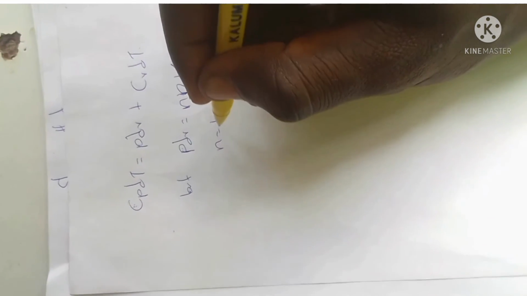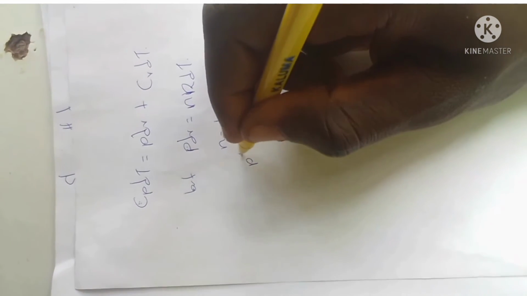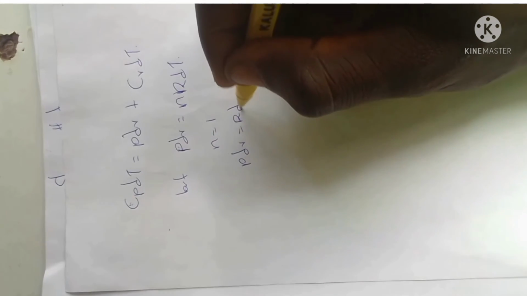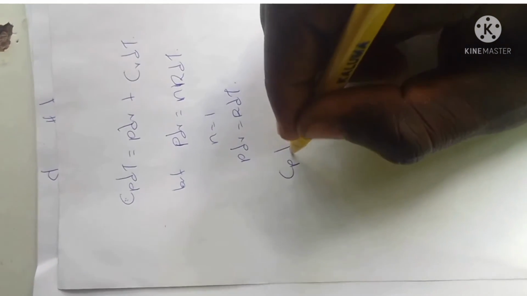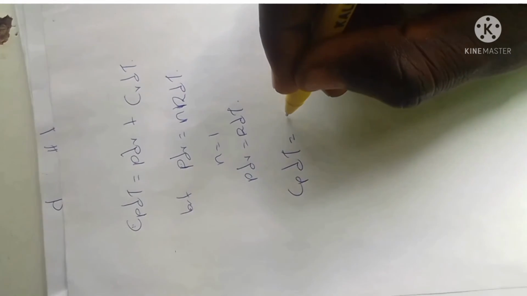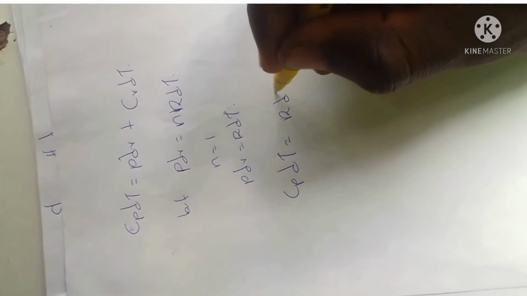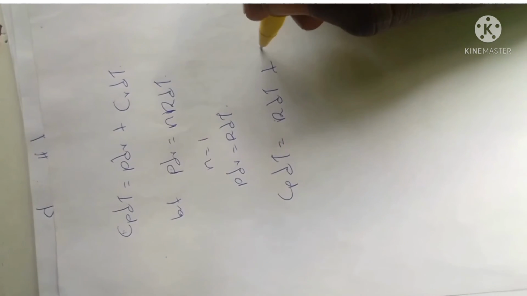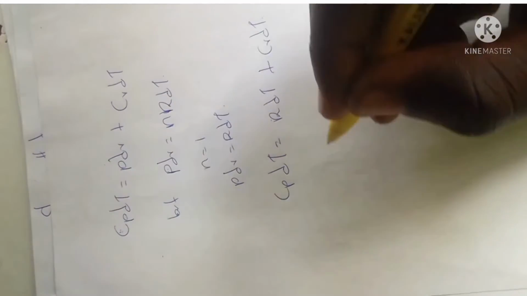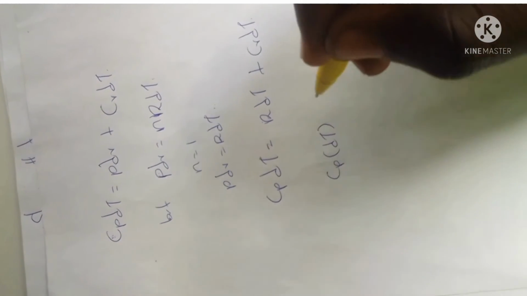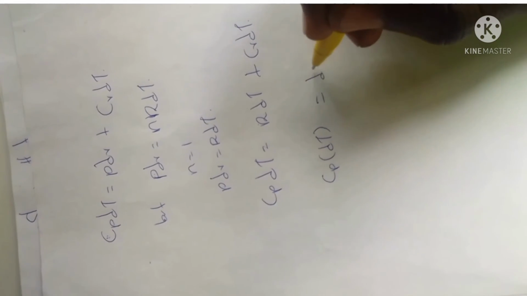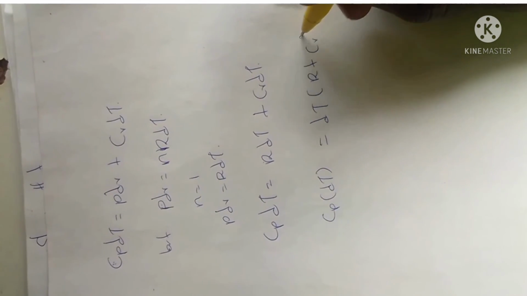But it is for 1 mole, therefore n is equal to 1. Therefore P dV is equal to R dt. Then we'll substitute back into the first law of thermodynamics, and it will become Cp dt equal to R dt plus Cv dt. Then we will factor out dt into R plus Cv.